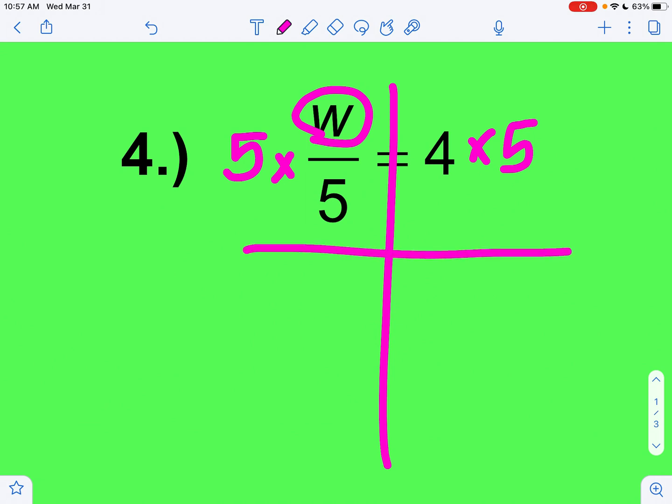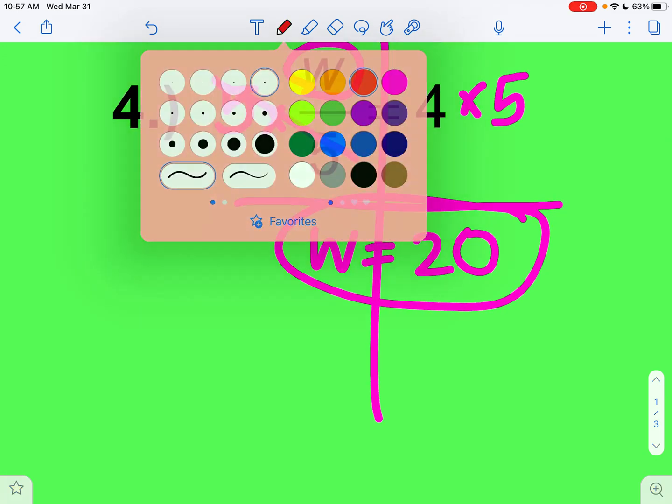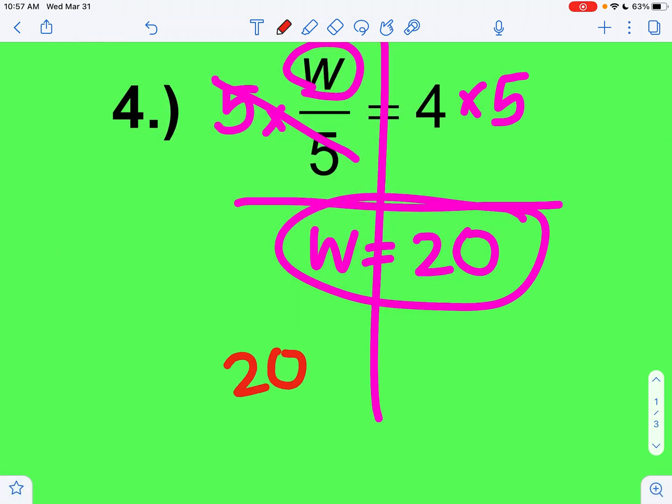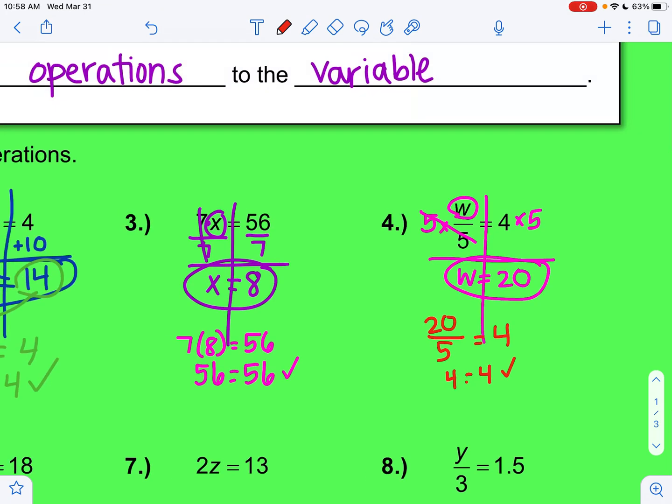Okay, draw your line. When we take 5 times 1 over 5, your 5's cancel out. We're just left with w. Okay, 4 times 5 is 20, so w equals 20. Now to check your work, we're going to plug 20 in for w. 20 divided by 5, does that equal 4? 20 divided by 5 is 4, so we are good.